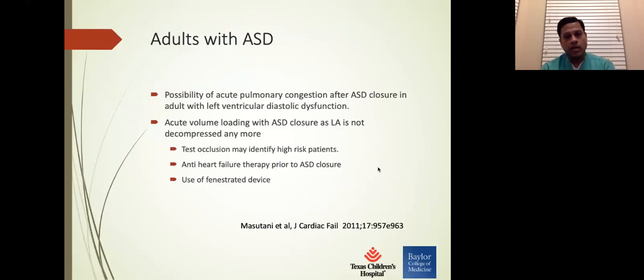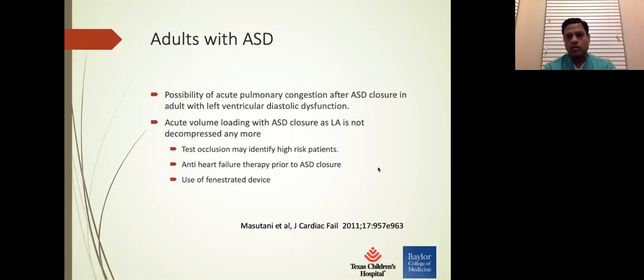If the end-diastolic pressure or LA pressure is more than 18, then the patient should be treated with heart failure medications first before attempting ASD closure, because this could lead to acute pulmonary edema after the ASD closure. There could be other options. You could use a fenestrated device. I think Occlutech has a fenestrated device for such purposes.